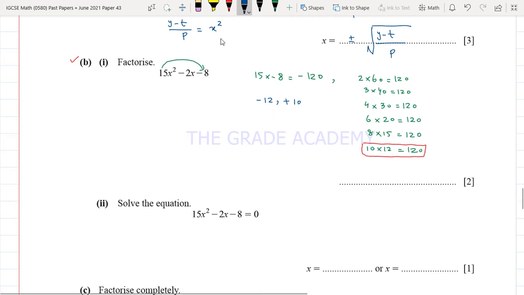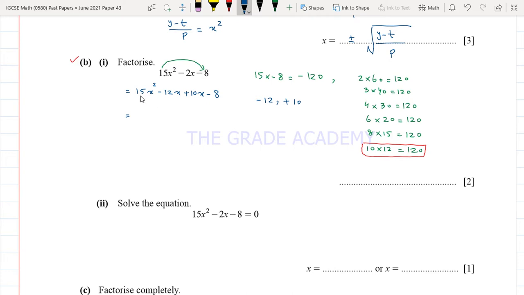So here we can break the middle term. We will write the first term as it is. In the middle term, we will write minus 12x plus 10x and the last term as it is. So this is what we get after breaking the middle term. Now we will collect the first two terms and the third and fourth terms together.